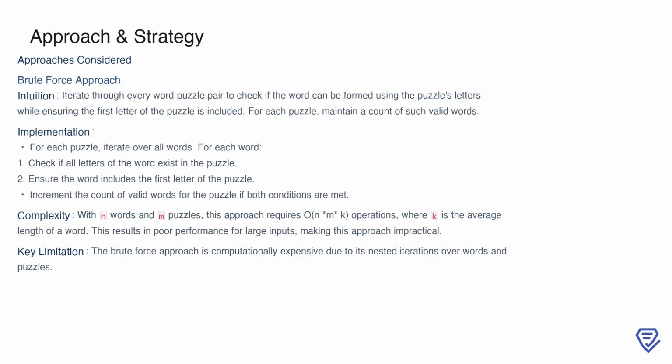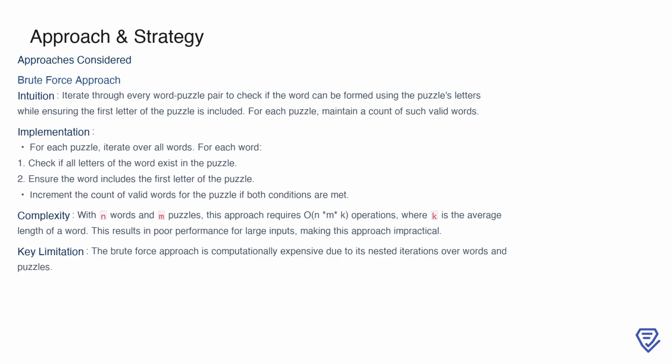However, when implementing this, we encounter a significant challenge. With n words and m puzzles, this approach involves nested iterations, leading to a time complexity of O(n*m*k), where k is the average length of a word. This makes the approach impractical for large inputs, as the operations grow rapidly with the input size. The key limitation here is the computational expense caused by iterating through all possible word puzzle pairs, making it unsuitable for efficient processing.